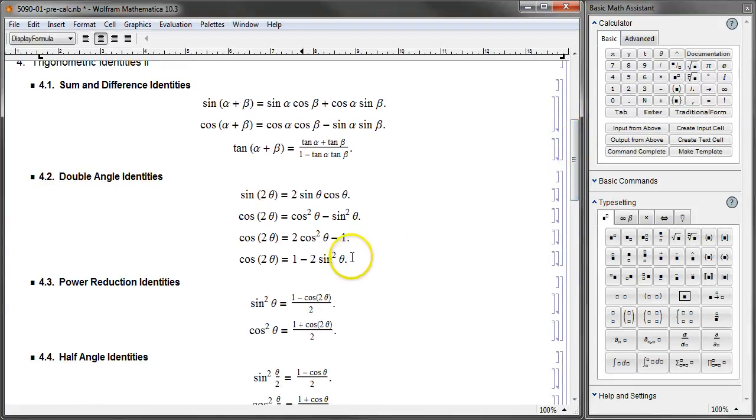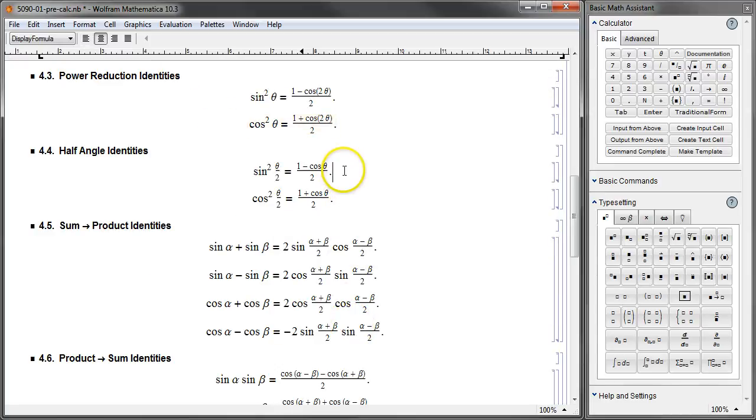Now from here, if I solve for sine squared, we get this power reduction identity. From here, if I solve for cosine squared, then you're going to get this power reduction identity. From these two, if I replace theta by half of theta, you're going to get this half angle identity and that half angle identity, respectively.